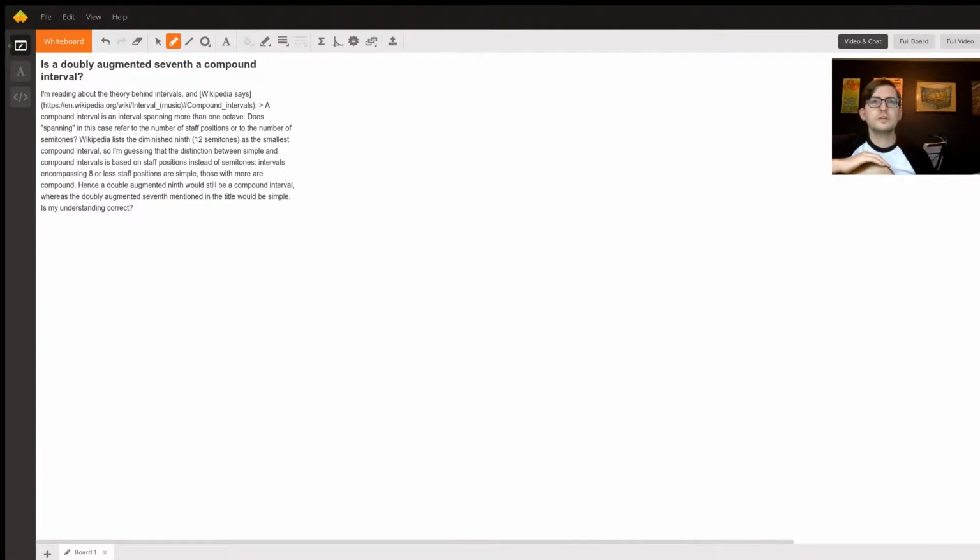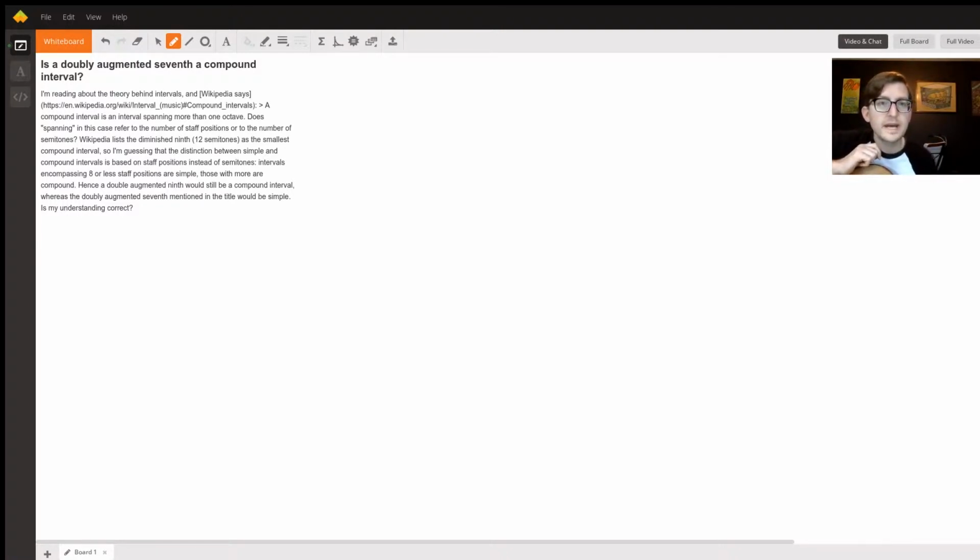So this question here is actually really good. Sort of a mind bender. It says, is a doubly augmented seventh a compound interval? Which is actually something I had never really thought of. It's actually a really good sort of philosophical music theory type question.